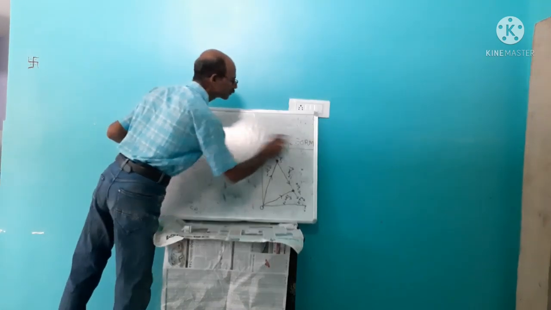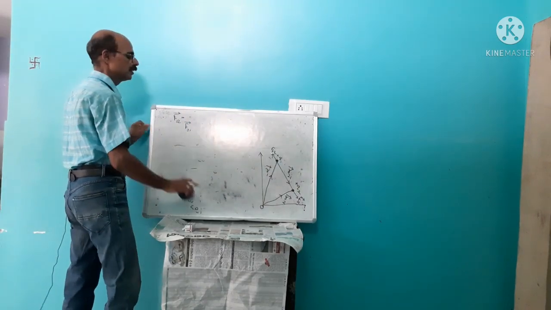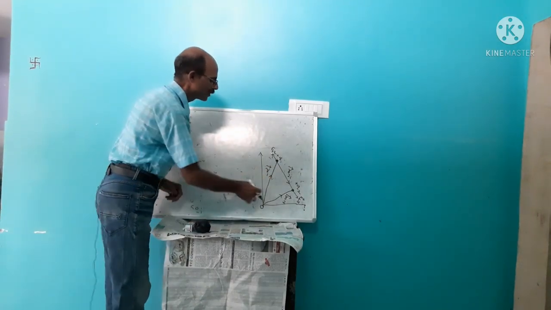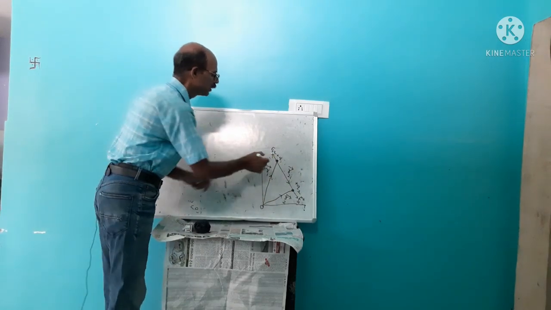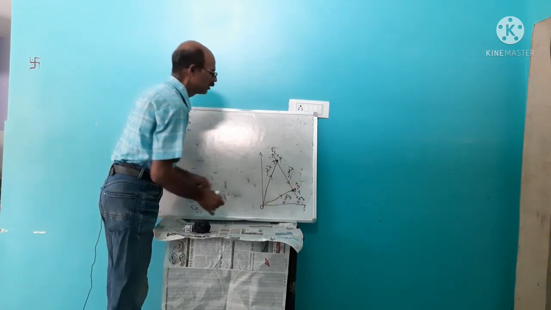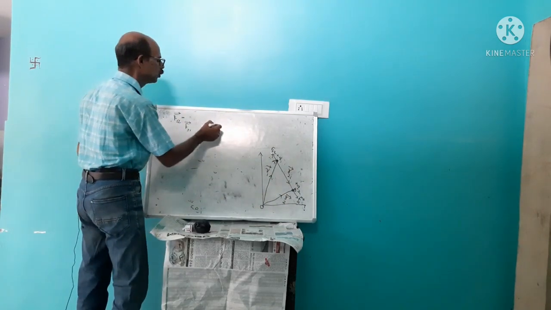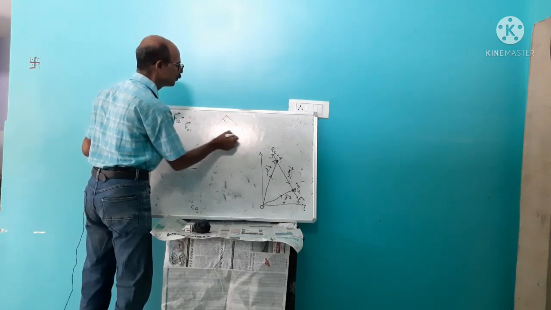Now, come to the figure. Here, all these are vectors. O, this is A, suppose this is point B. Now consider the triangle OAB.